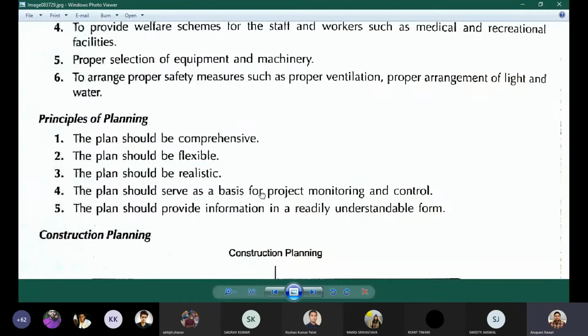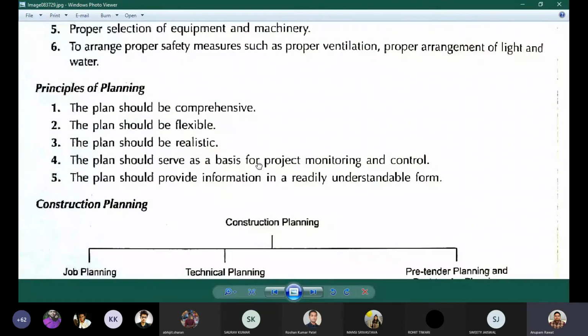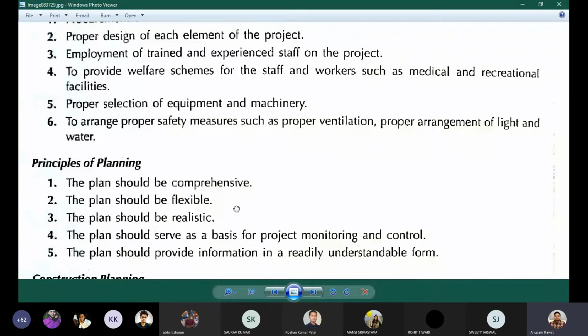Now, if we see the principles of the planning, plans should be comprehensive, plans should be flexible, plans should be realistic. The plan should serve as a basis of project monitoring and control. The plan provides the information in readily understandable form. So these are the principles of the planning.